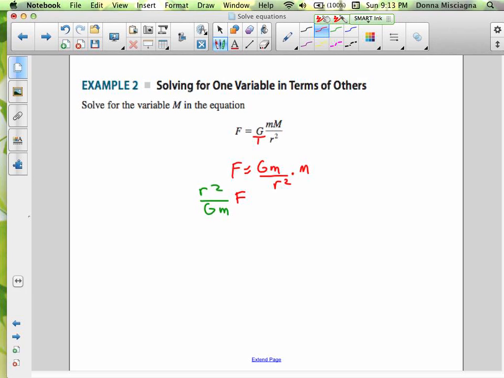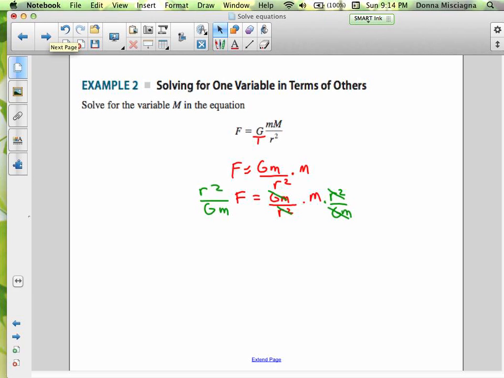times F equals G times m times r squared times M, and I'll multiply that side by r squared divided by G times m. Now you don't have to do it all in one step, right? But I saw that I could, so why not? All right, so this will cancel, and this will cancel.